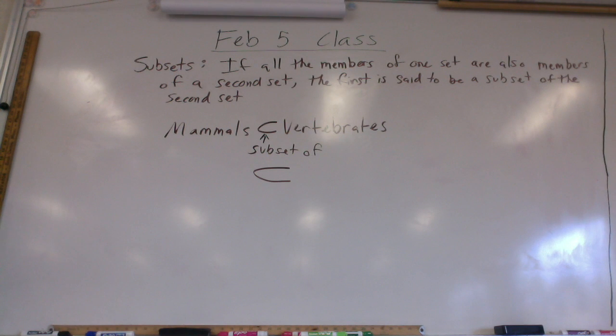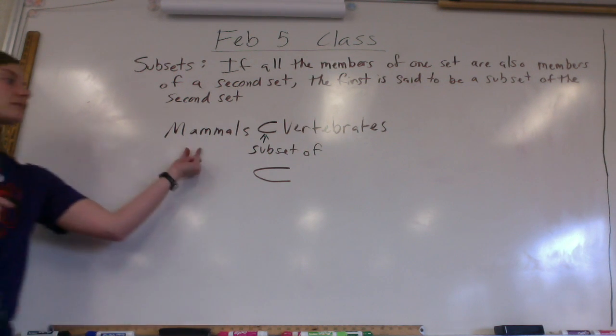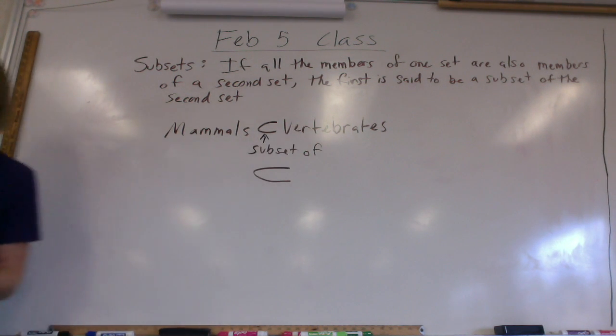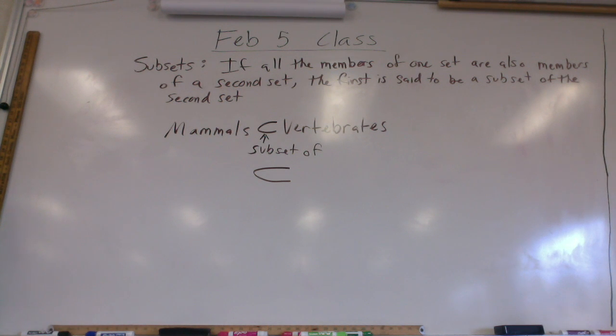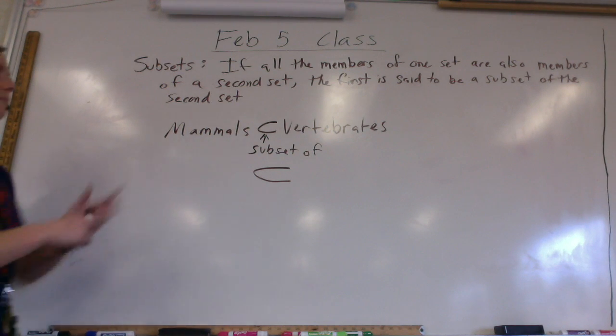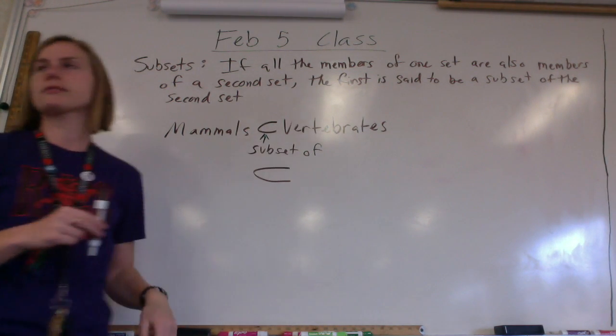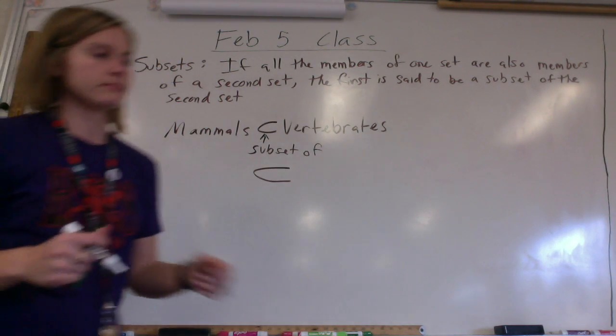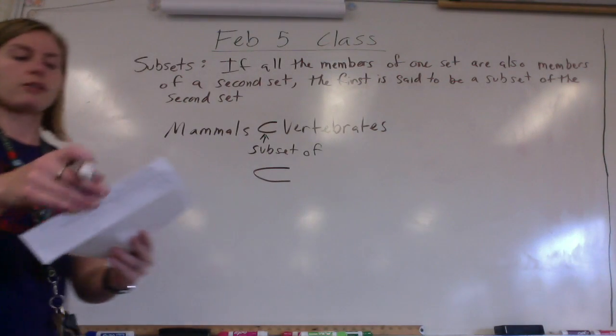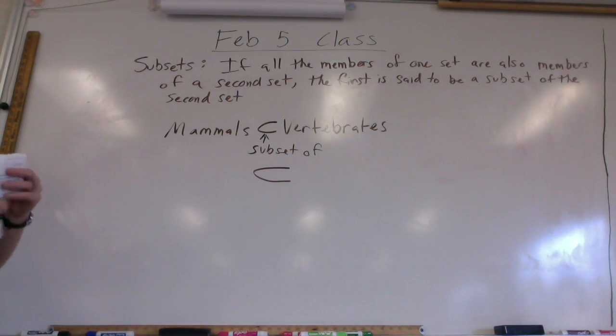So the way this could be read is mammals is a subset of vertebrates. It's kind of like the alligator guy. Remember where you read it as 5 is less than 7? You read it the same way. Mammals is a subset of vertebrates. It looks more like a fruit. Okay, whatever gets you through the night.